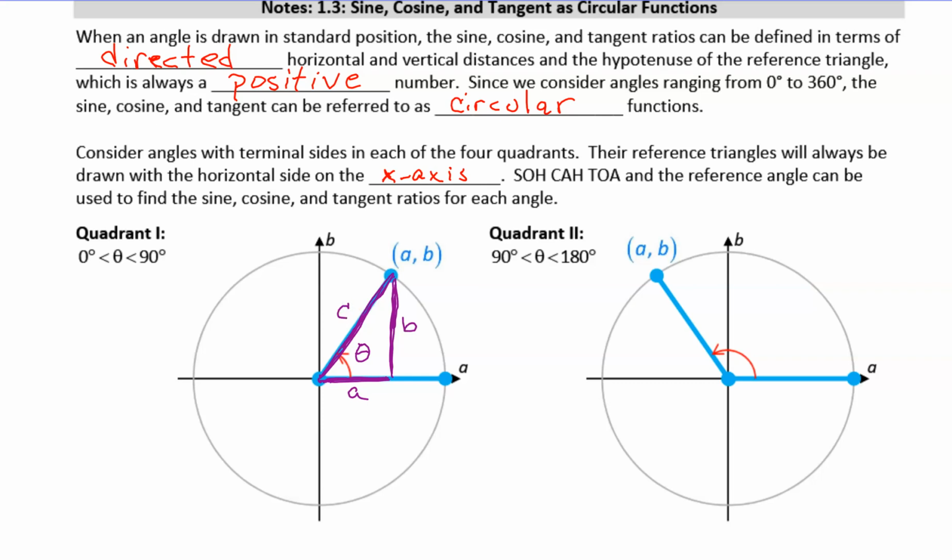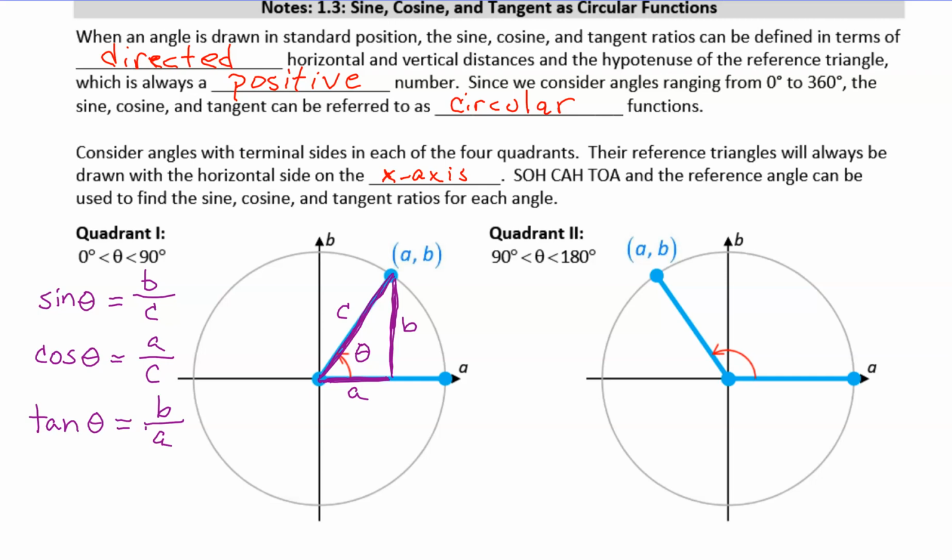So in quadrant 1, sine theta equals the opposite over the hypotenuse, and the side opposite theta is b, and the hypotenuse is c. Cosine theta is adjacent over hypotenuse. The leg of the triangle adjacent to theta is a, and the hypotenuse is c. The tangent of theta is the opposite over the adjacent. The opposite is b, and the adjacent is a.